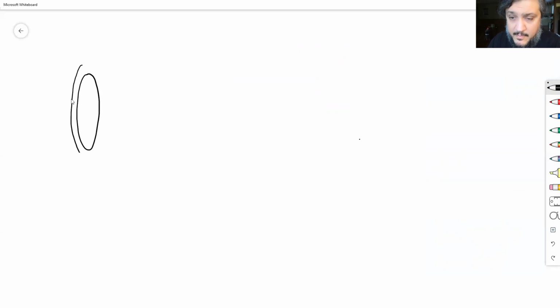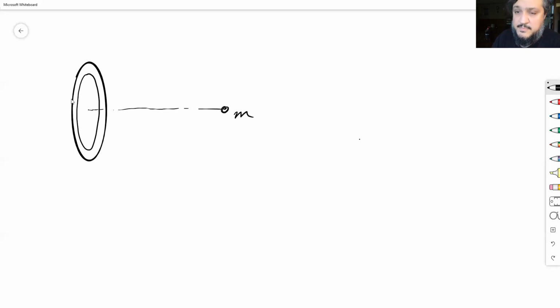The mass distribution is in the form of a ring. And from the center, if you draw a perpendicular line and place another mass here, small m, and the mass of the ring is capital M, and let's say this is X away from the center of the ring. Okay, the mass is only in the ring. Here's where the mass is. The ring will have a radius equal to A, let's say.